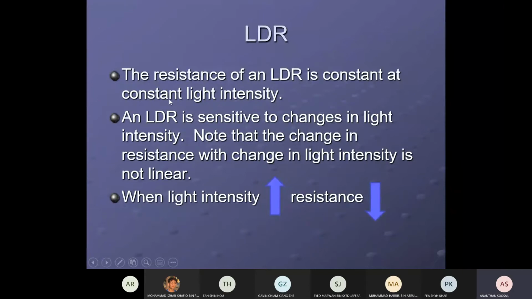So the resistance of the LDR changes with light intensity. This is the main thing: when light intensity rises, resistance drops.